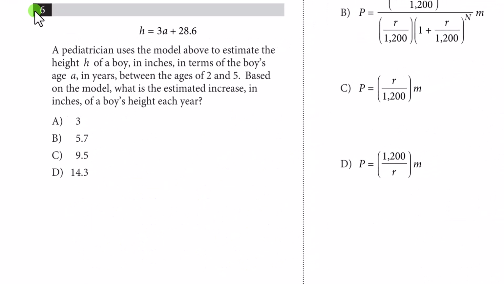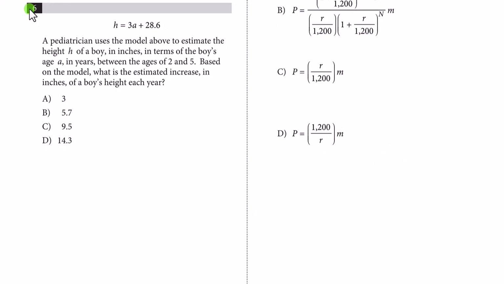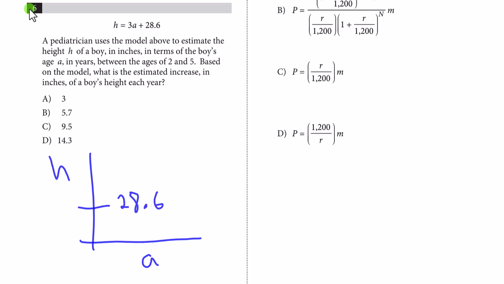Question number 6. And you want to figure out what these things mean. Okay, so the best thing to do for a question like this, and this is classic SAT, is you want to kind of look at what the graph is. Okay, so we have H here, age is here, starts off at 28.6. We have a slope of 3. So what does that mean? Slope of 3 means that the height is going to increase by 3 when the age goes up by 1. Okay, so based on the model, what's the estimated increase? It's going to be 3.